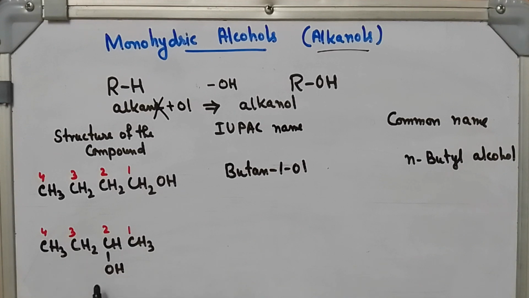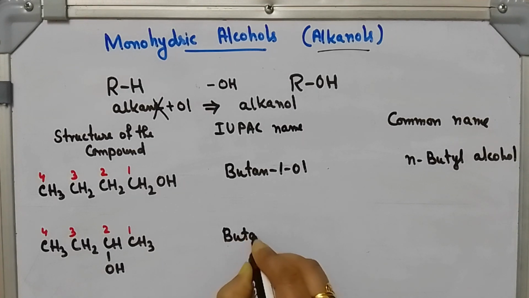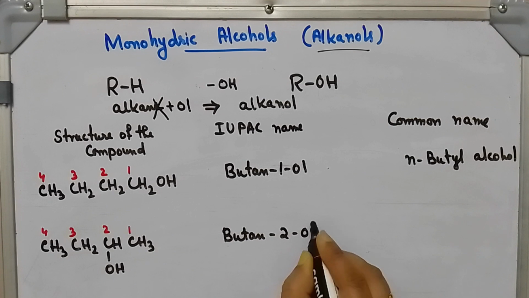What about this compound? Here we have to do numbering from right to left, because if we are doing numbering from left to right, the carbon atom which is attached with the OH group is getting number 3. So that is not considered. So what is the name here? Butan. At which position? It is 2-ol.